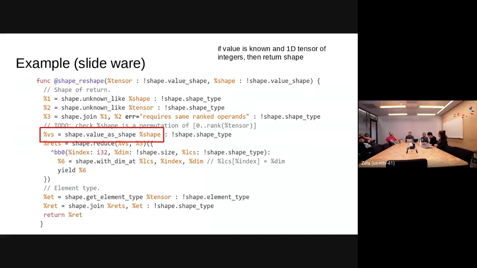The next operation is actually one of my favorite ones, value as shape. This is one I needed for the full operation as well. So this is effectively saying, if shape is a one-dimensional tensor of integer type and the value is known, then return a shape. If the value is not known, VS just becomes unranked. If the value is not a 1D tensor of integers, it's an error.